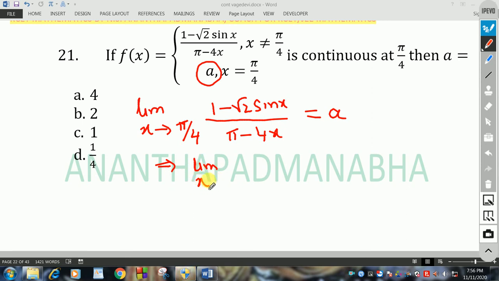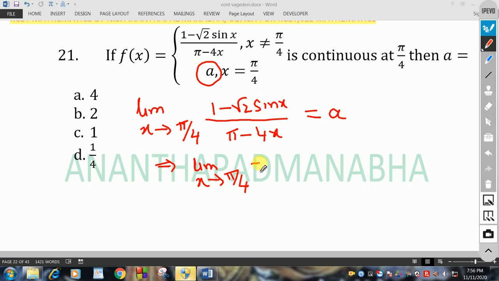limit as x tends to pi by 4 of... so you can notice here again, when x approaches pi by 4, sin pi by 4 is 1 by root 2. So the numerator will be 1 minus 1, which is 0. Here also 4 into pi by 4, the 4 cancels, you will get pi minus pi, 0. It takes 0 by 0 form again. So therefore as usual we will proceed with applying L'Hopital's rule.